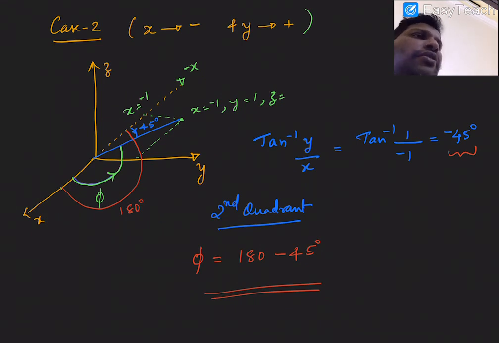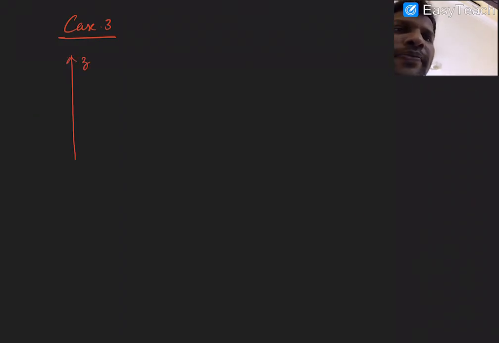So in the third quadrant, let us consider case 3, that is the third quadrant. So this is your z, this is your x, and this is your y, and this direction will give you the direction minus y, and this direction will give you the minus x. Okay, let us consider some point here.